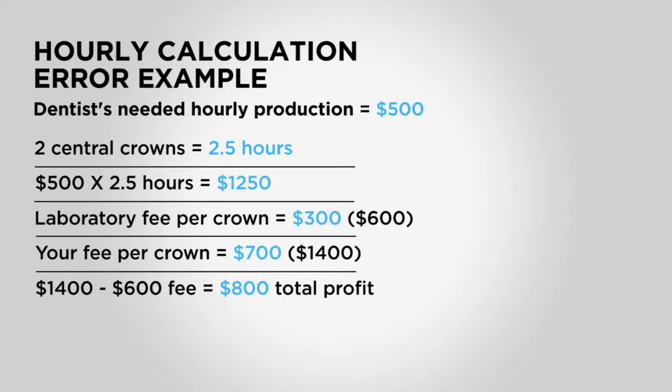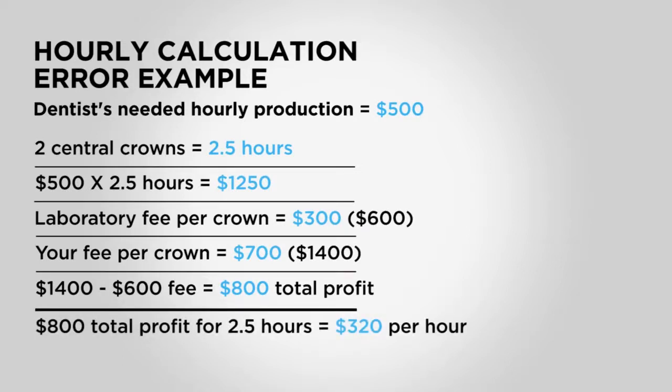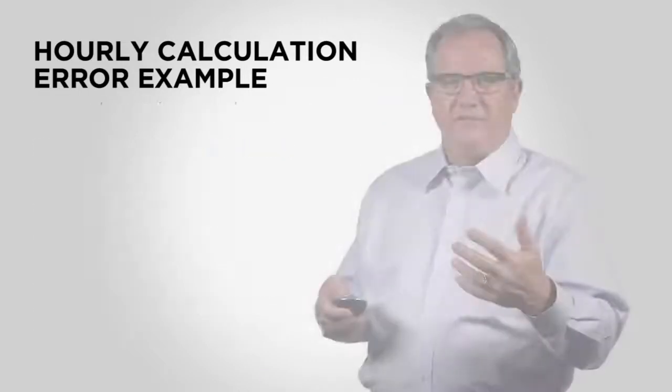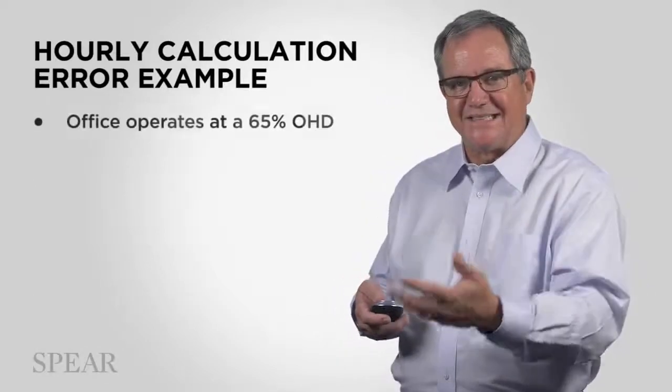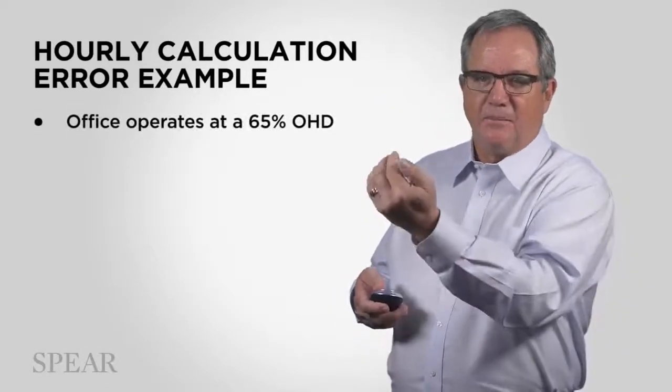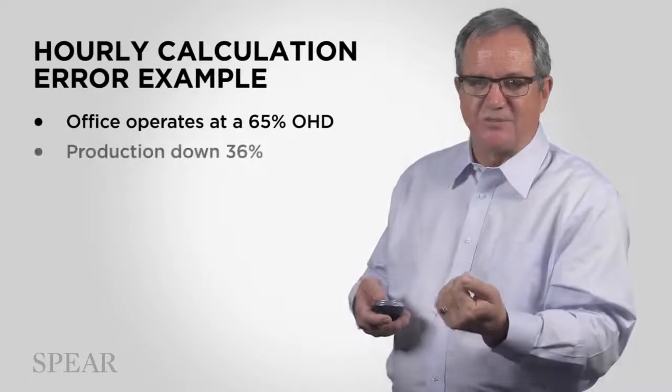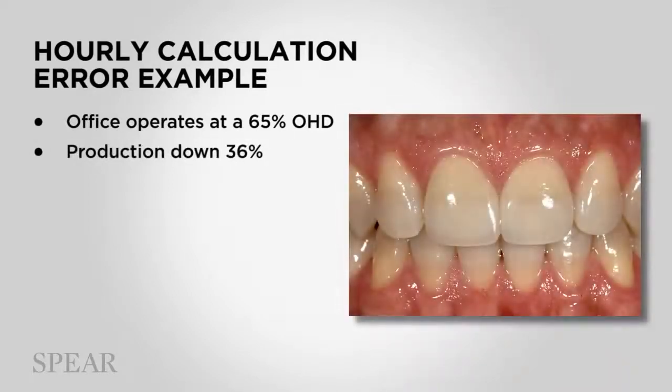But I'll make it a little simpler for you. If you charged for the 2 centrals what you charged for the molar crowns, your hourly production was only $320 an hour. You needed $500. That means your hourly production was down 36%. So this is the sobering part. If your office was running a 65% overhead, but your production was down 36%, you actually did the 2 central crowns for free.